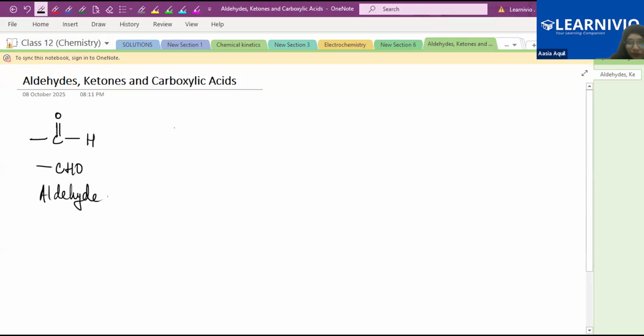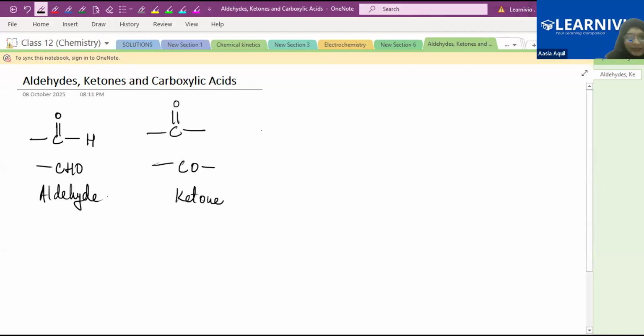Okay, and what is ketone? So ketone is CO, and on the right side and on the left side, both sides there should be an alkyl or aryl group. Any group attached other than hydrogen. So suppose if it is R group here and R dash here, this is your ketonic group, the CO group. You can write like this: R CO R dash, this is your ketone.